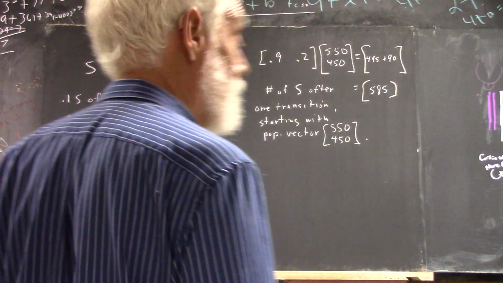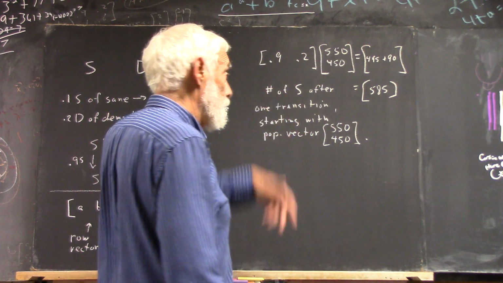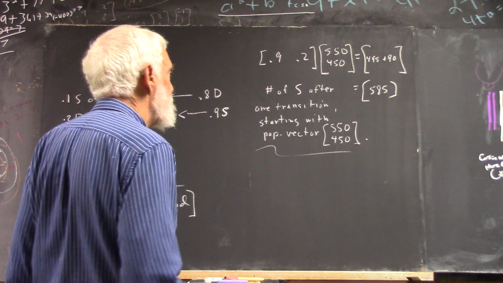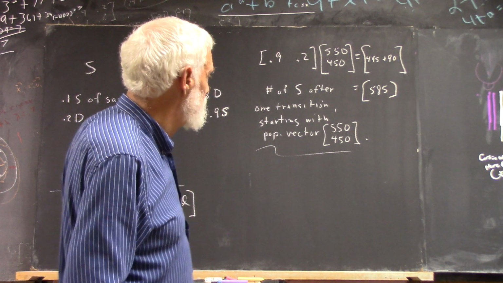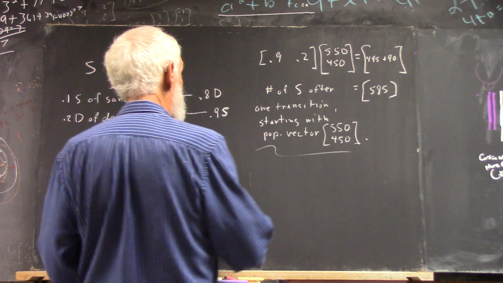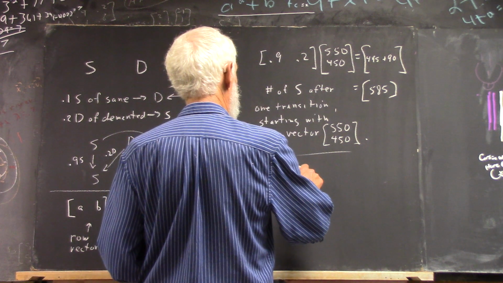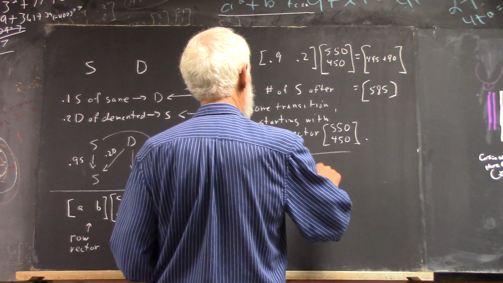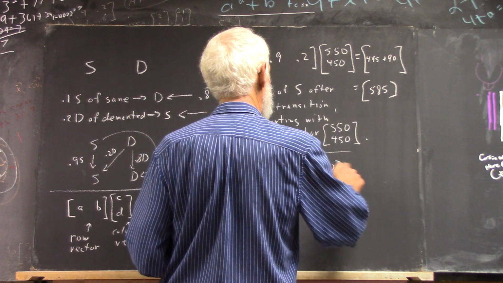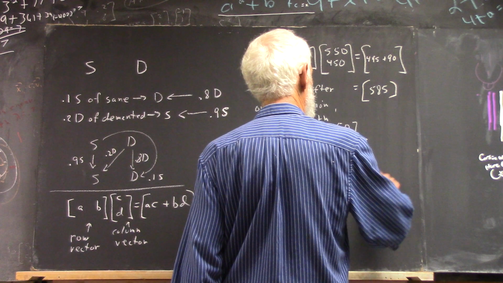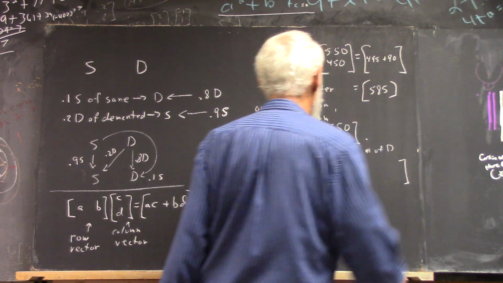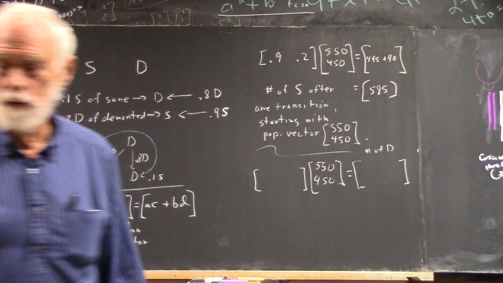And there should be no mystery to that, because everybody got the 495 and the 90. Okay? So, can you quickly write down the product you would get to get the number of demented? What numbers do you need here?